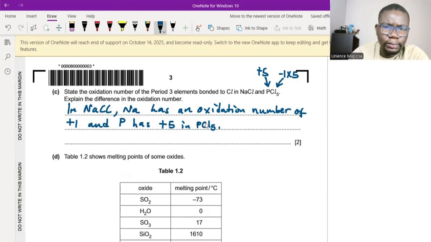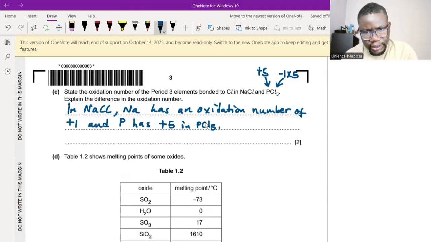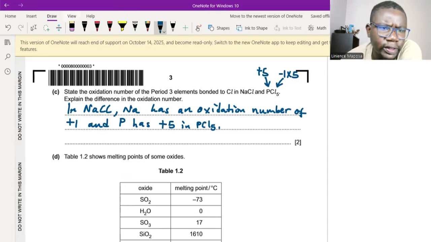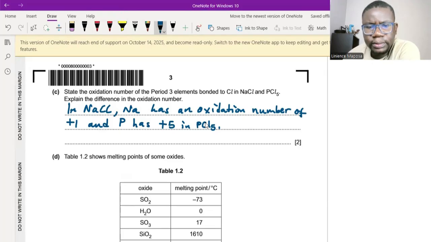loses 1 electron, or it has 1 electron in its valence shell, which it is going to lose to chlorine. Phosphorus has 5 electrons in its outer shell. It doesn't lose them. It uses the electrons to form covalent bonds. And this is one of those situations where the octet rule is not obeyed, because I'm going to have 10 electrons around the phosphorus.